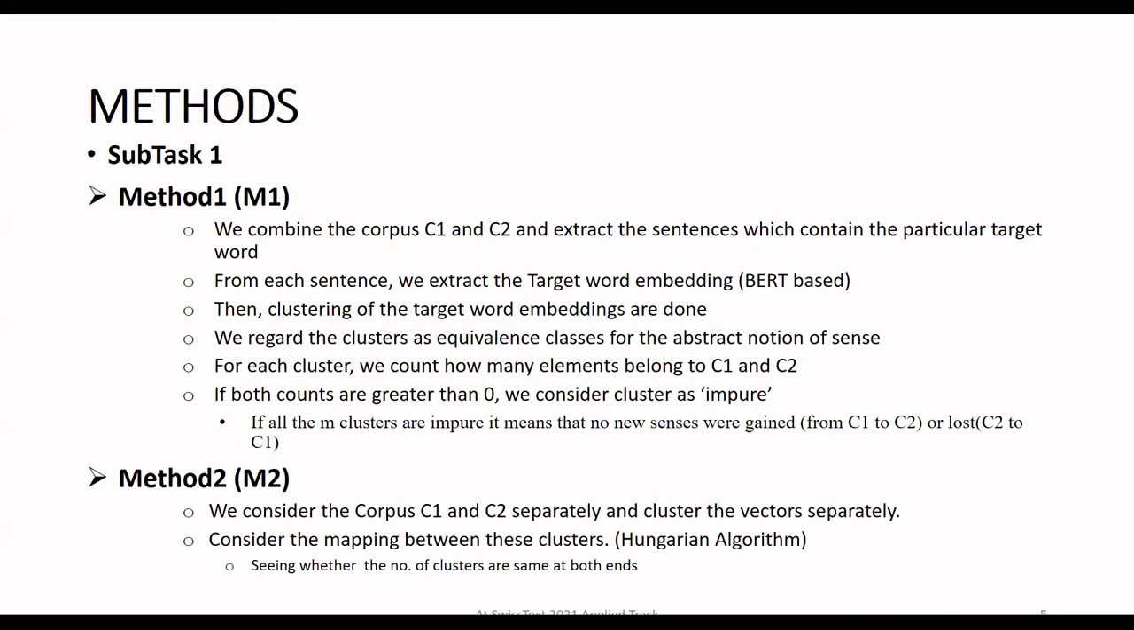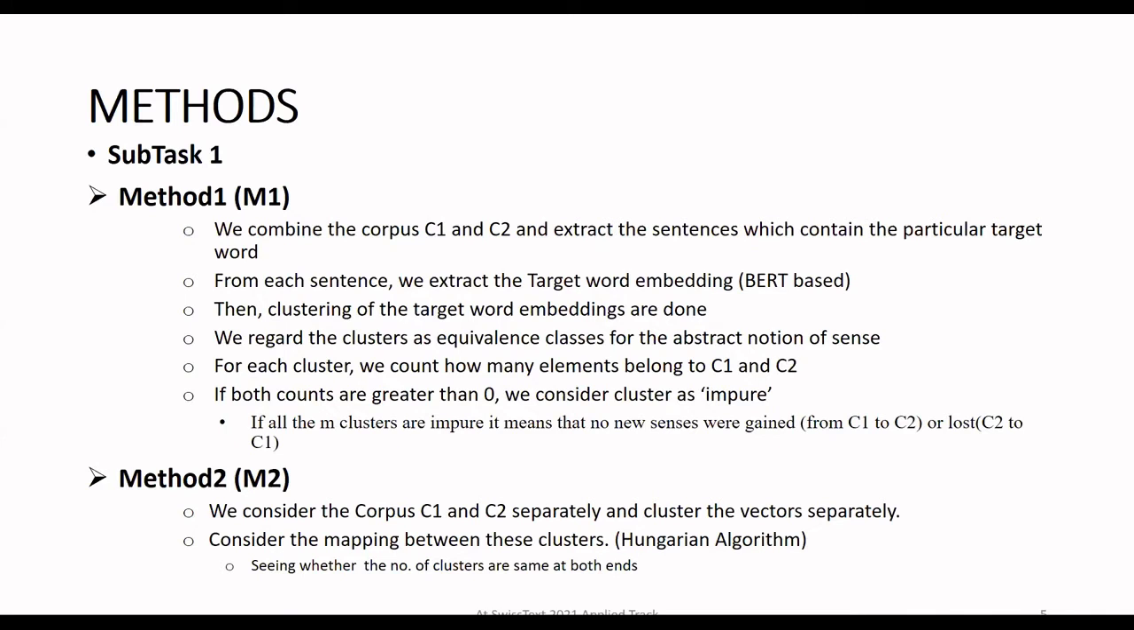Now, once the clusters are obtained, we have to see whether each cluster is pure or impure. This means that we see how many sentences, or how many elements, in that particular cluster belong to corpus C1 and C2.